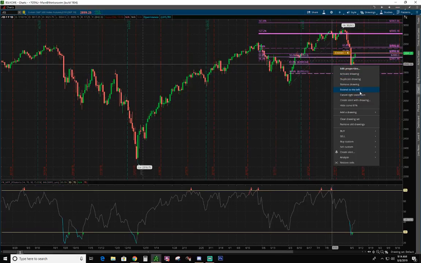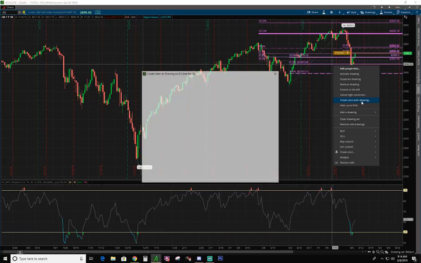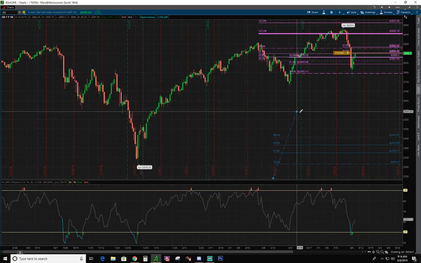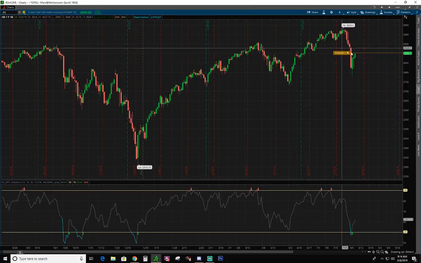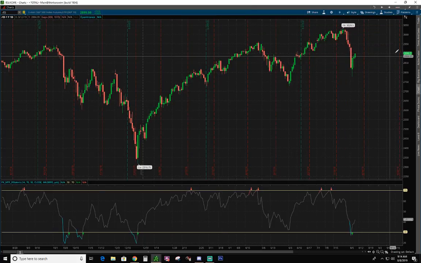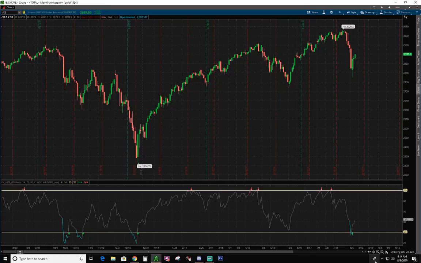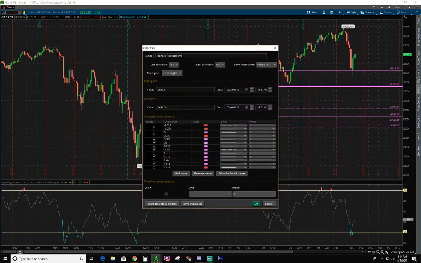So let me clear all this off. Let's clear all of our drawings. We'll go back to that in just a second. Okay. So what I want us to focus on is these three levels. So I'm going to go ahead and change this up a bit. Save as default right now.